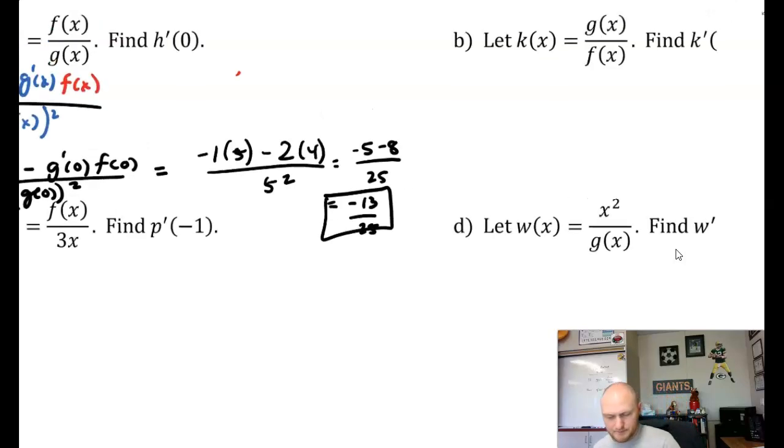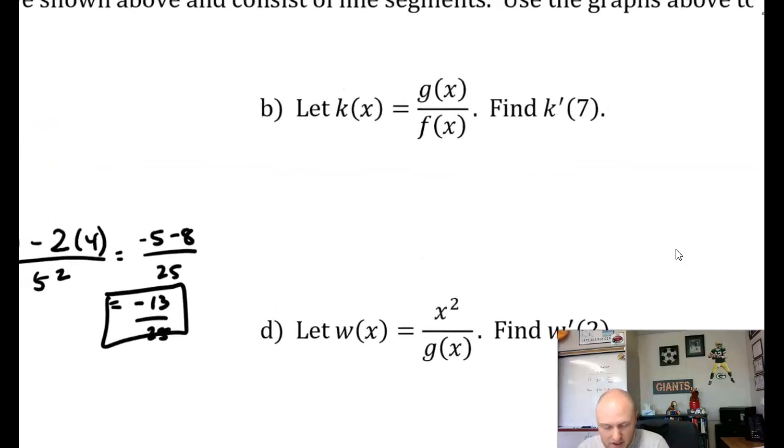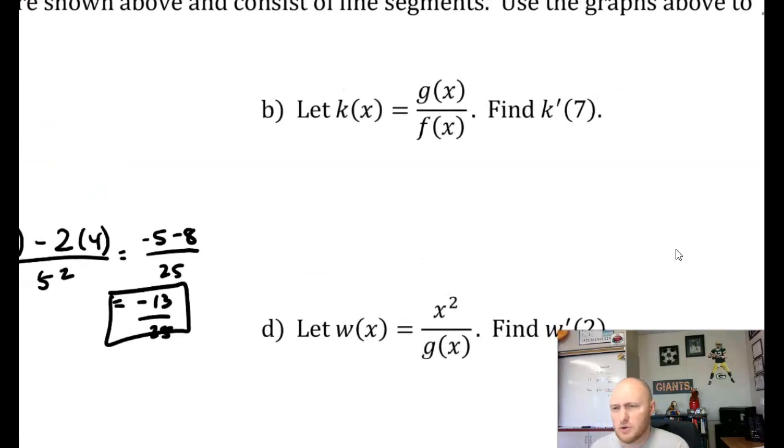Awesome. All right, example 2, part B, I would like you to try this one. Please pause me. Let k of x equal g over f and find k prime of 7. Pause me, go ahead, and I'll show you the answer in a moment.